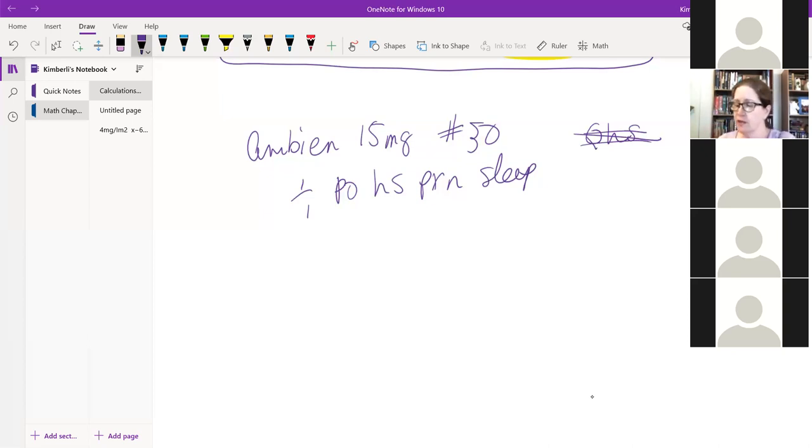So Ambien is either C4 or C5. It's a very low level of addiction, but some patients, if they take it every single night for a week, the next night, if they don't take it, they're going to be up all night. They're going to be unable to sleep because their body becomes so used to the sedation from taking the Ambien. Okay, so sometimes you have to deal with that.